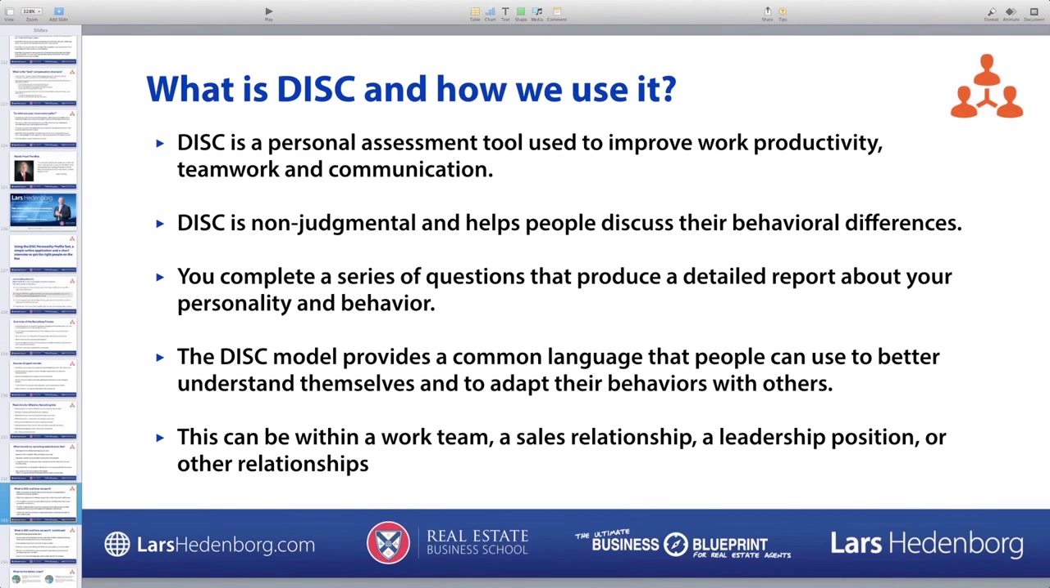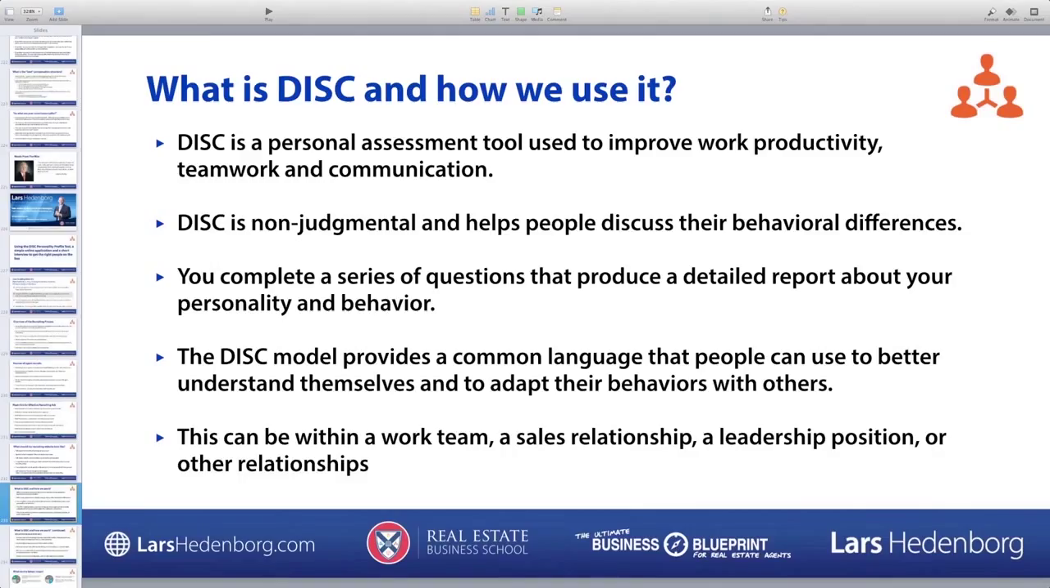So staff and sales and you as a leader, if you're off the charts D and you're working with S and C personalities for your admin and you're trying to train them, that's going to be a colossal failure unless you realize how you need to interact with that personality and really serve them versus just be yourself. So what is DISC and how do we use it?